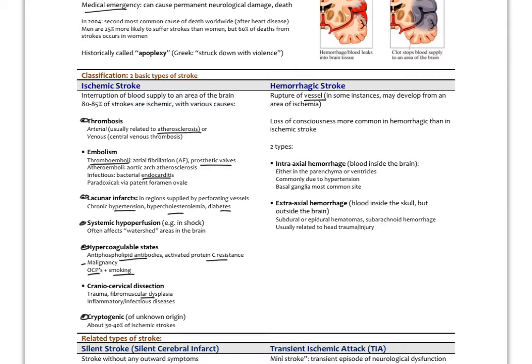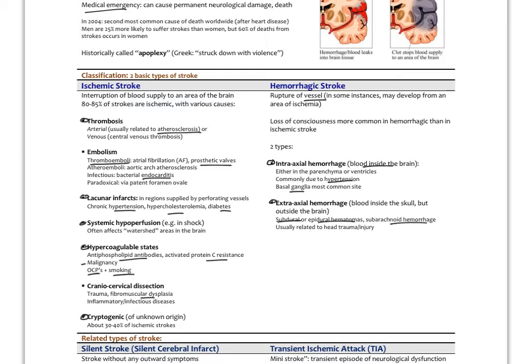And there's two types. There's intraaxial hemorrhage, that's blood inside the brain, and that could be due commonly to things like hypertension, where there's more pressure on those blood vessels, and the basal ganglia is the most affected site, so that's going to affect your motor coordination the most. And then extraaxial will be outside the brain but inside the skull, and that would be things like subdural or epidural hematomas. We'll talk about those.